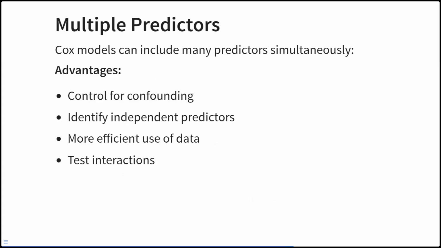So for multiple predictors, Cox models can include many predictors simultaneously, because by adding multiple predictors, you control for confounding. It's possible a particular variable is affecting the survival of patients. But when you conduct your Cox model, you find out that that particular variable is not affecting the survival of patients. But when you include another variable, you find out that the variable you included is what makes that other variable affect the survival of patients. So that other variable included in the model is called a confounder.